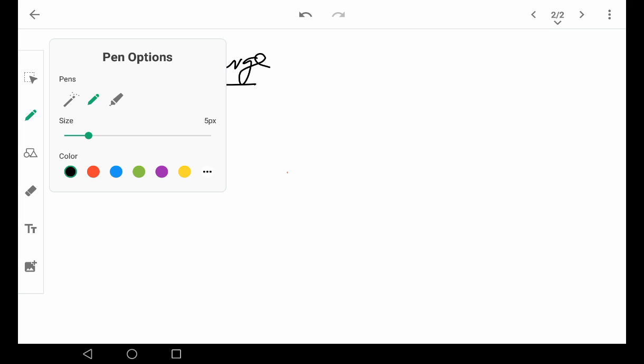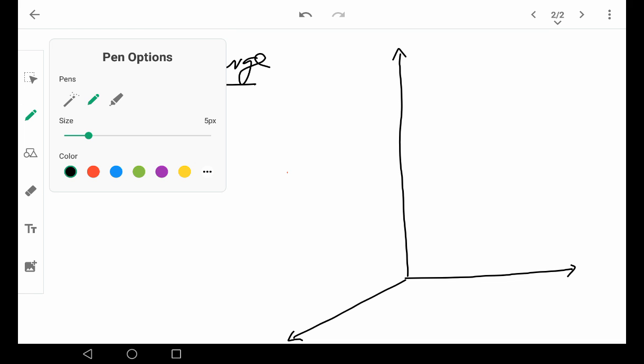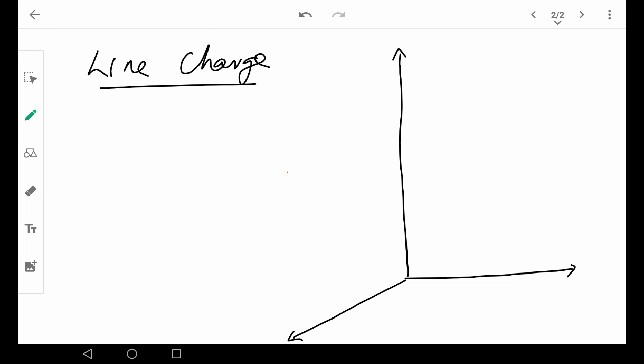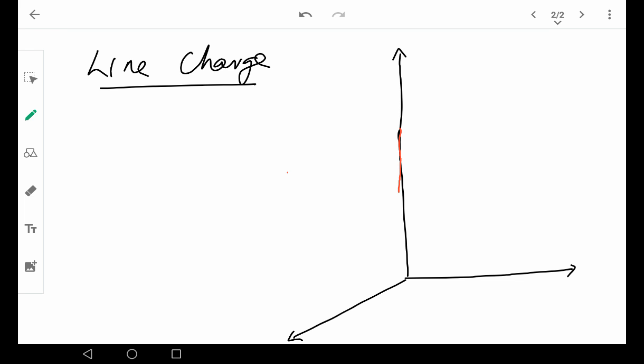We will have the y-axis going on like this. This is the y-axis, this is the x-axis, and this is the z-axis. On this, I will select a particular line charge in the z direction. I will choose this point as A and this point as B. So there is a line charge starting from A and ending at B. And suppose I have a point here, I will take that point P.